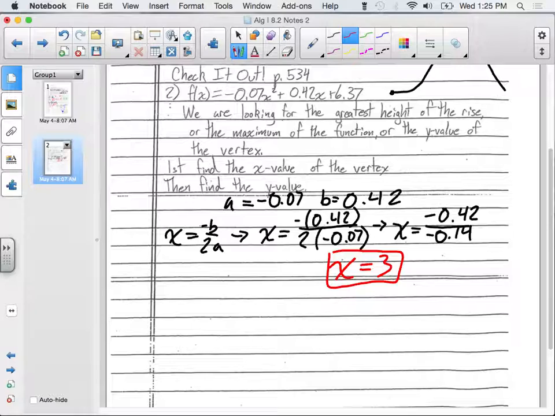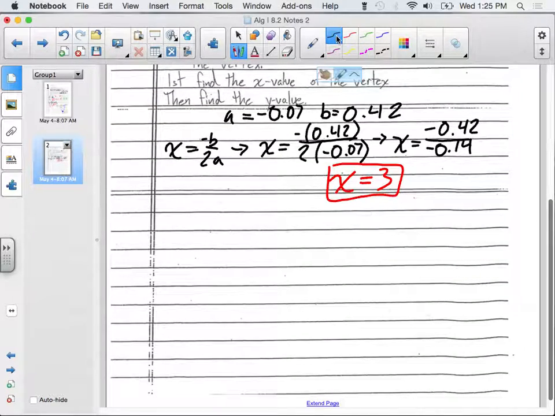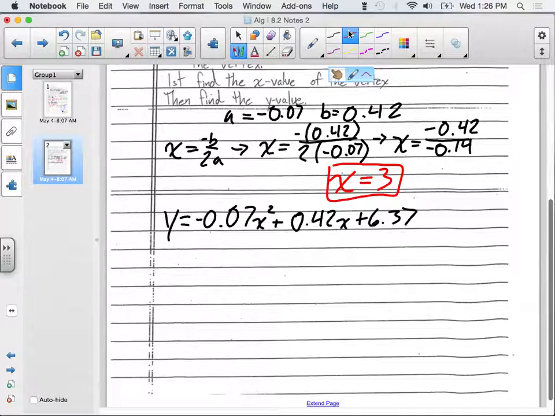All right, so we found our x value of our vertex, right? That's what we did on the front side. Then we just do the same thing that we did there. So we have y equals negative 0.7 x squared plus 0.42x plus 6.37. So we have a function that they gave us. We have an x value that we can plug into it. So we just substitute in whatever our x value is for any x there.